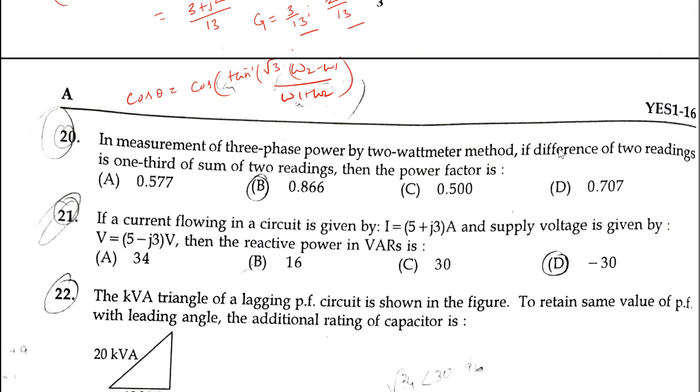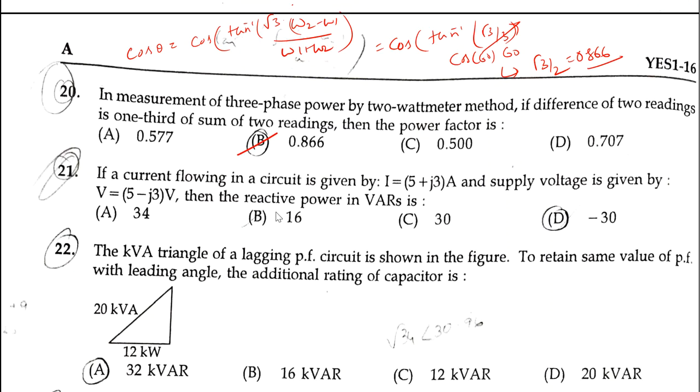Now the difference of the two readings is one third of the sum of the two readings. So cos of tan inverse of root 3 by 3, and root 3 by 3 is simply 1 by root 3. Tan inverse of 1 by root 3 is 30 degrees, so finally the answer will be cos 30, which is root 3 by 2, or 0.866. So the answer is option B here. Now, next one.